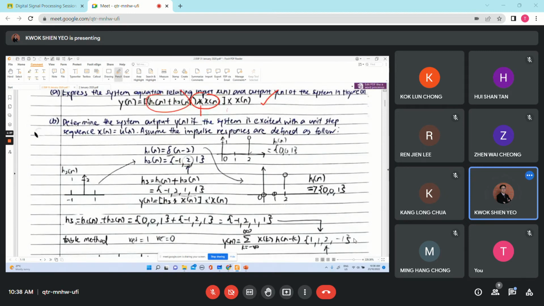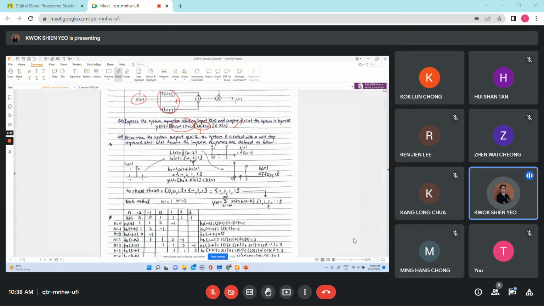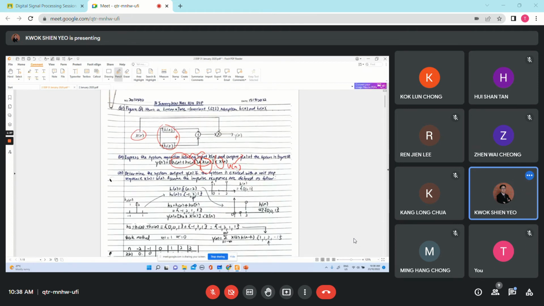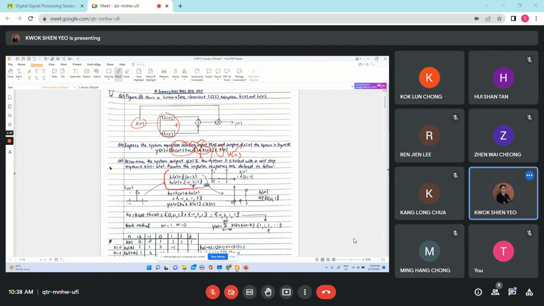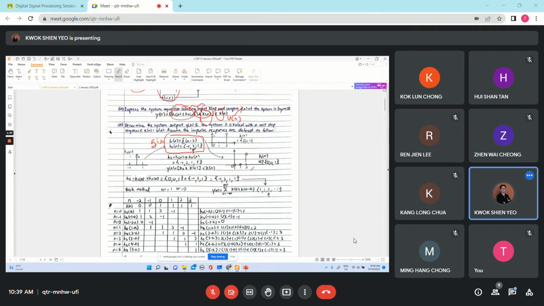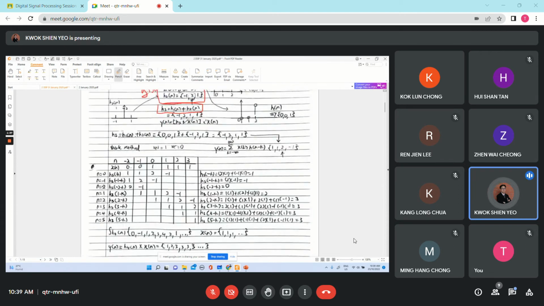Okay. So after that, determine the system output if the system is excited with a unit step sequence. So what happens if this x is un, right? So you need to do the bracket inside here first. Is the hn given? Oh, given. H1, H2 is given. So you have to add them. You add them, you got H3. Then you do convolution of H3 and xn.